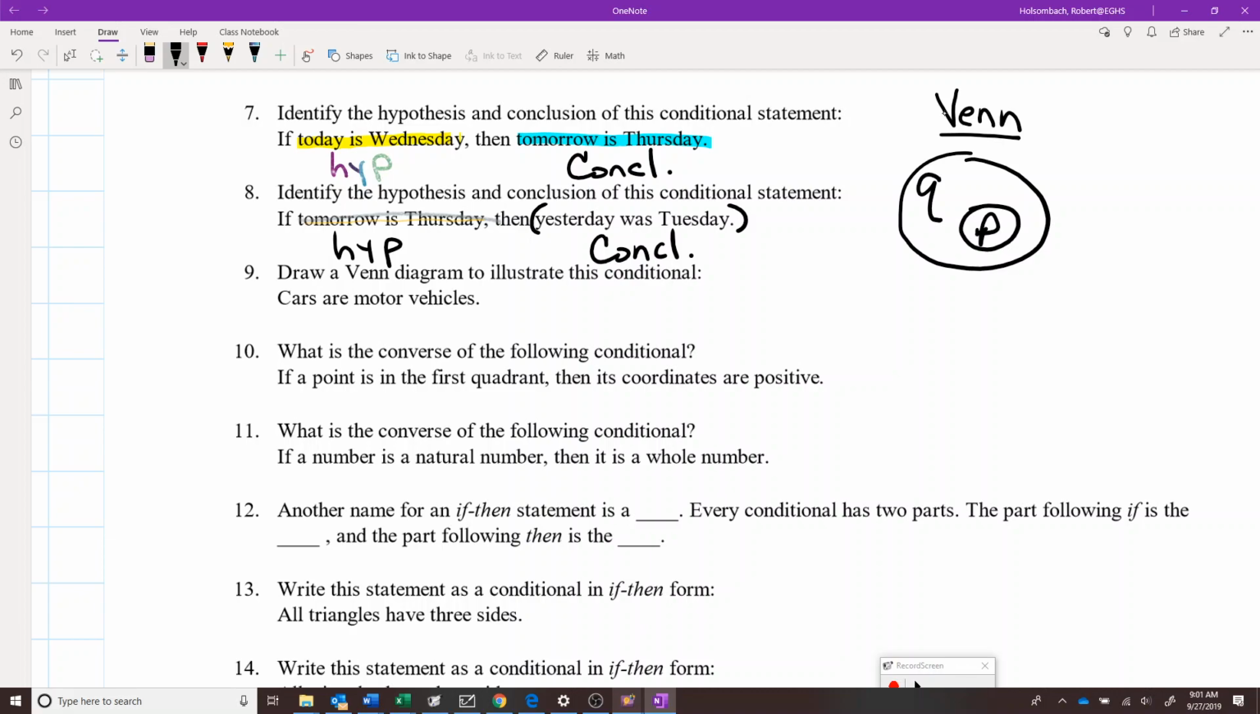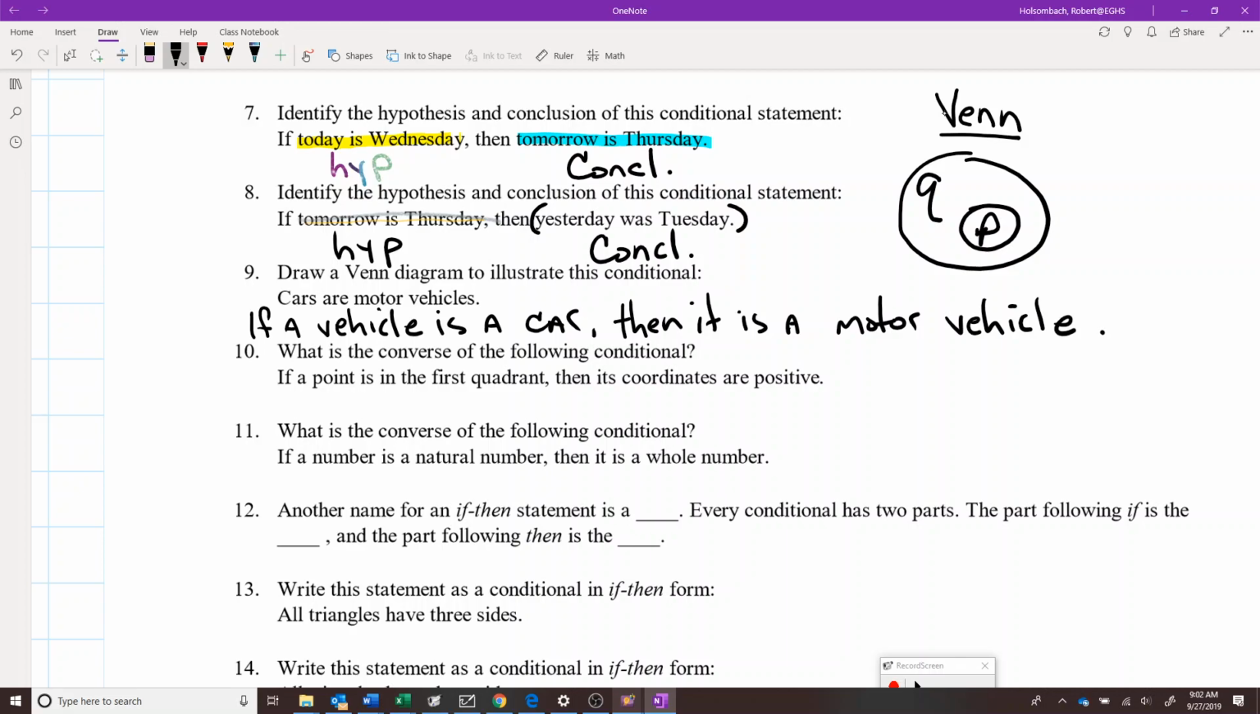This is not in if-then form, so we got to put it in if-then form. Alright, so we can say something like, if a vehicle is a car, then it is a motor vehicle. We're not worried about the truth value of this statement, we're just worried about the Venn diagram. So the car is the hypothesis, so your Venn diagram would look like this. In the small circle goes the car. Alright? Motor vehicle is the conclusion, so the motor vehicle goes in the big circle.